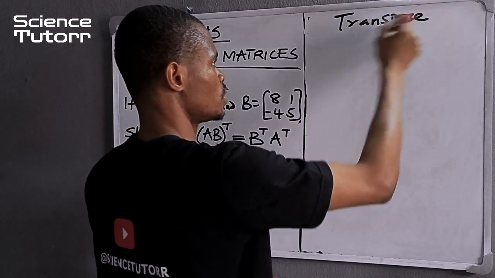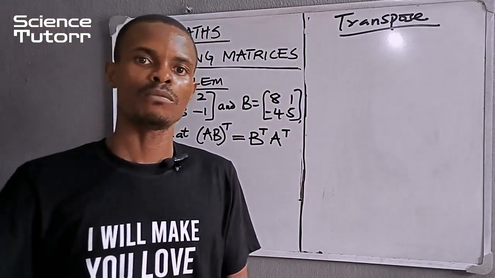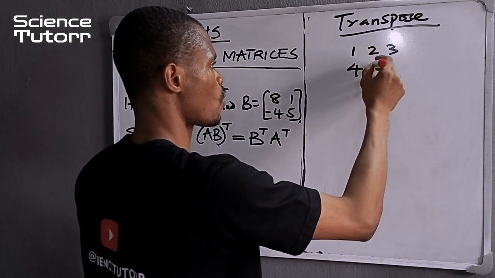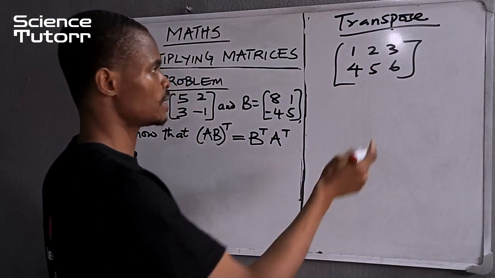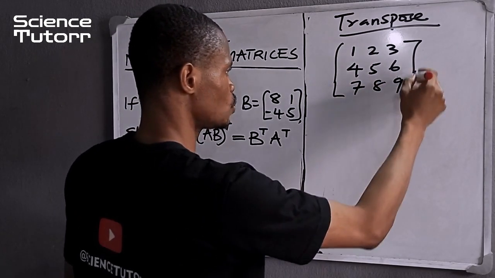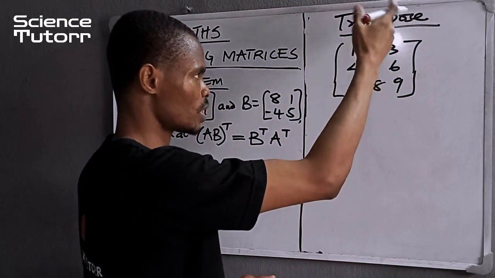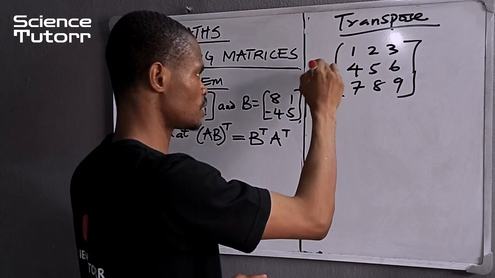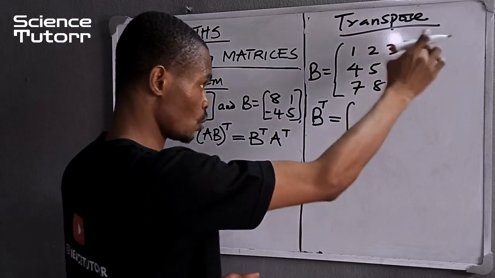The transpose of a matrix is simply obtained by interchanging the rows and the columns. For example, I have 1, 2, 3, 4, 5, and 6 as my matrix. Okay, let me add, let's say, 7, 8, and 9. To find the transpose of this matrix, it's simply interchanging the rows with the columns. Interchange the rows, replace with the columns. So if this is my matrix B, to find the transpose of this matrix, the rows become the columns.